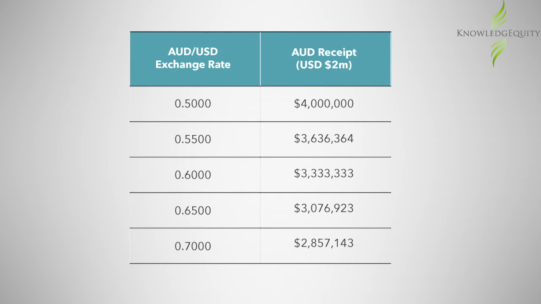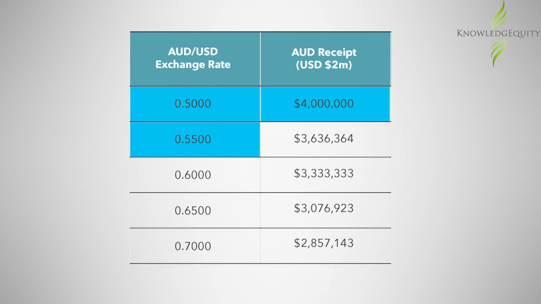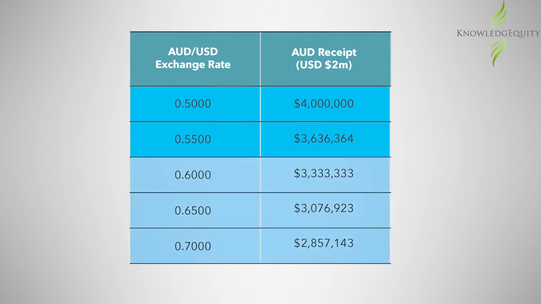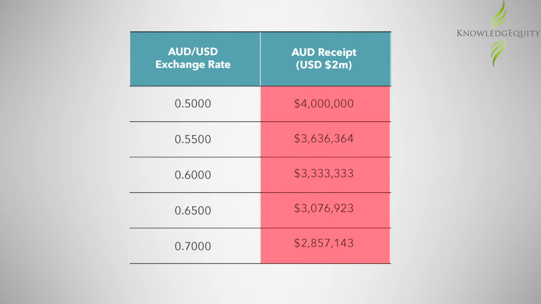Fluctuations in the exchange rate over the next 3 months will change the Australian dollar receipt for the exporter. As an example, if the exchange rate is 0.5, then the receipt will be 4 million Australian dollars. If it is 0.55, the receipts will be 3,636,364 Australian dollars, and so on. Note how the receipt amount decreases as the exchange rate rises.